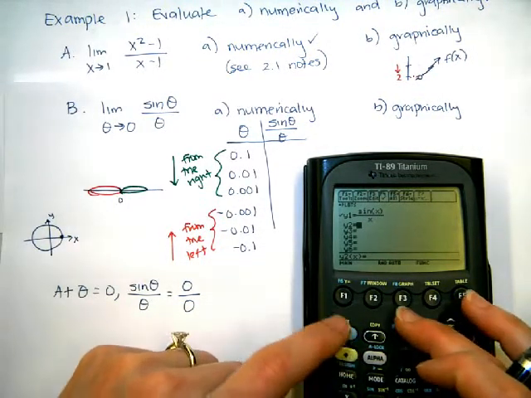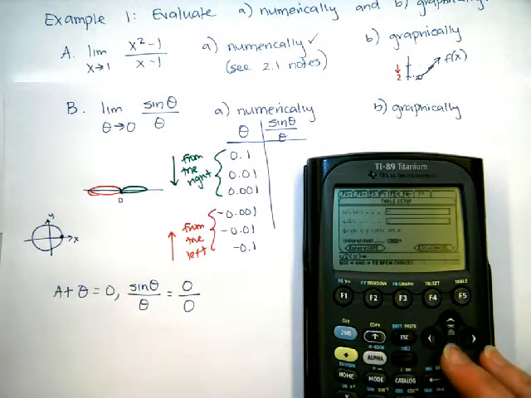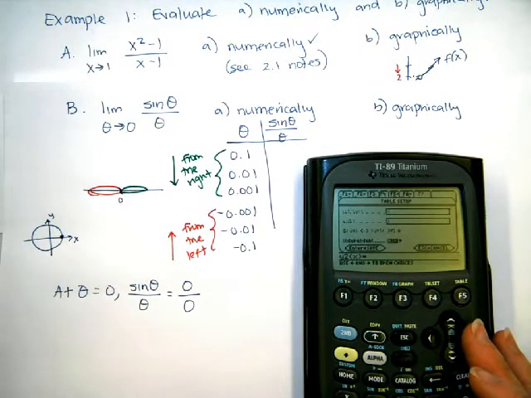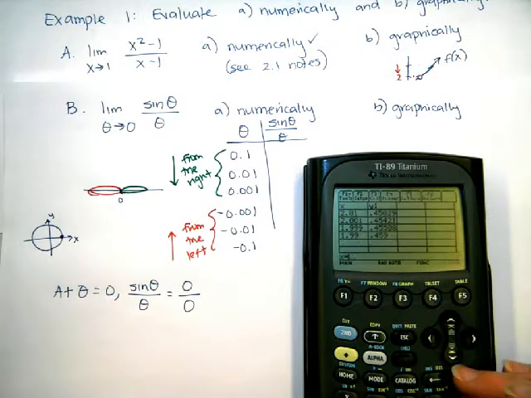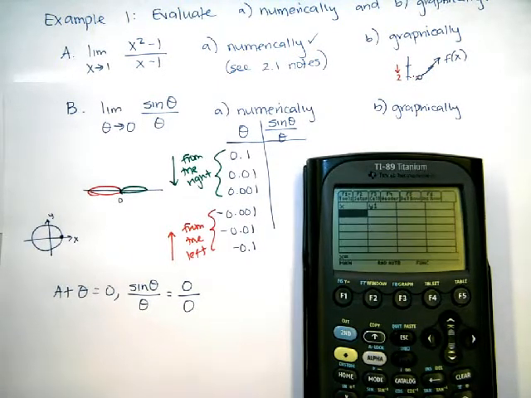All right, and then if I go to my table, just to remind you guys, in the table settings you want to make sure that your independent is set on ask as opposed to auto, and that allows you to type in whatever things you want for the input. Mine's already set there, so I'm going to go to the table. I'm going to clear out all this stuff that I don't need. If you have an 89, the way to clear it out is hit clear enter repeatedly until all of the things in the table are gone.